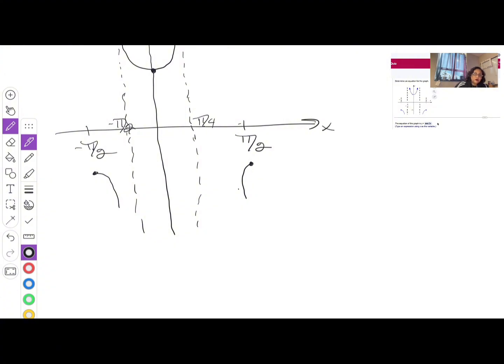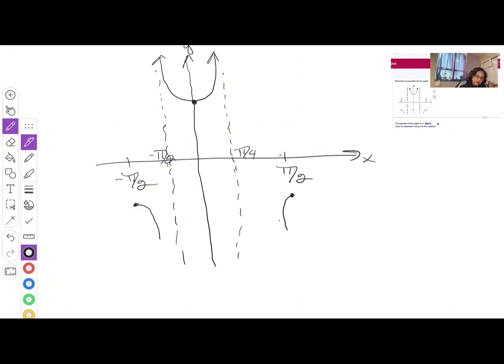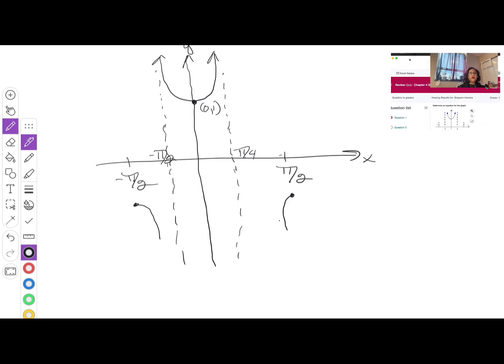So we know, let me draw this line. Don't judge me on lines. All right, this is X. Let me move this down a little bit. This is Y. So you already know that this here is at 0, 1. So we know that the amplitude would be the same as if we were to have a cosine function, right?